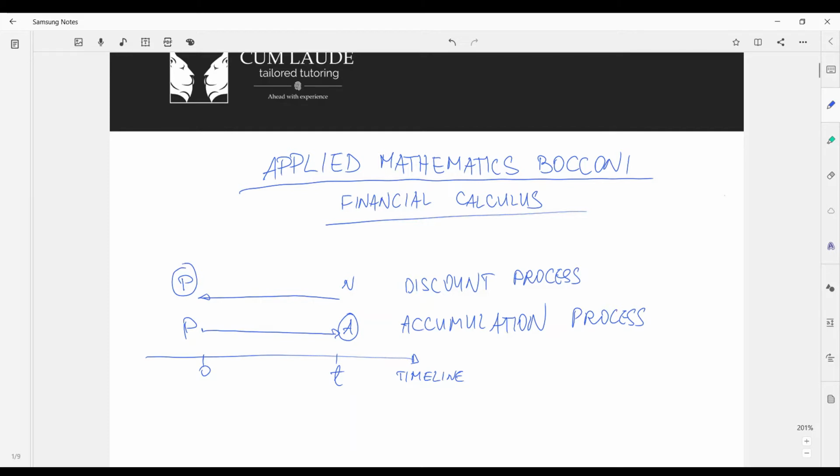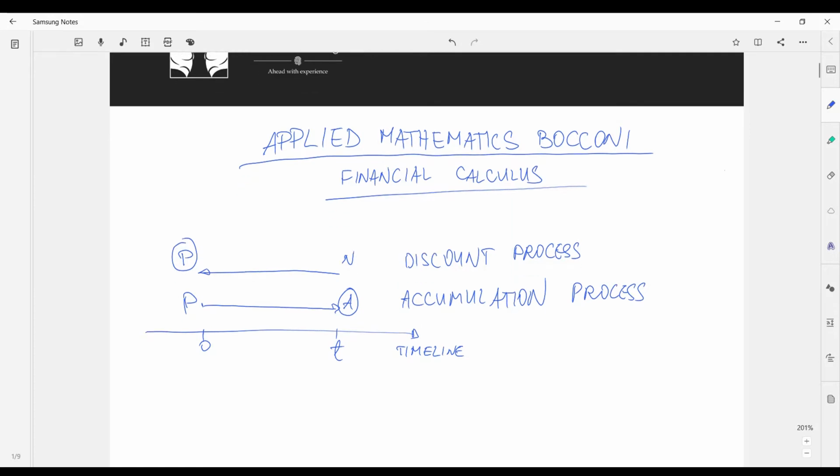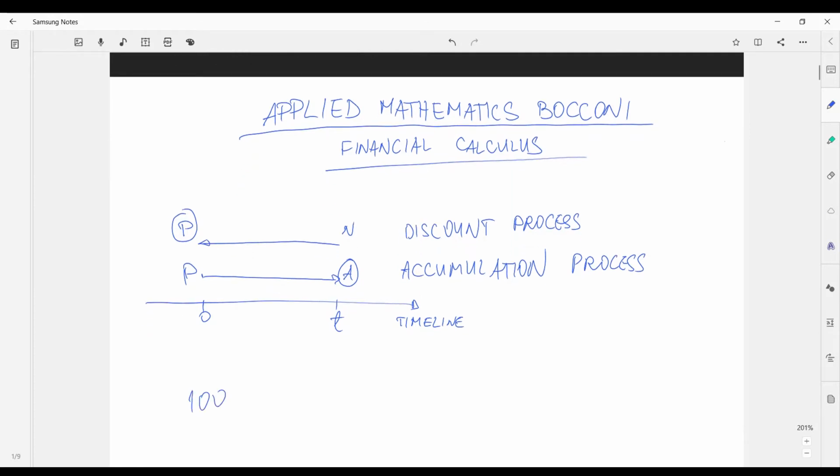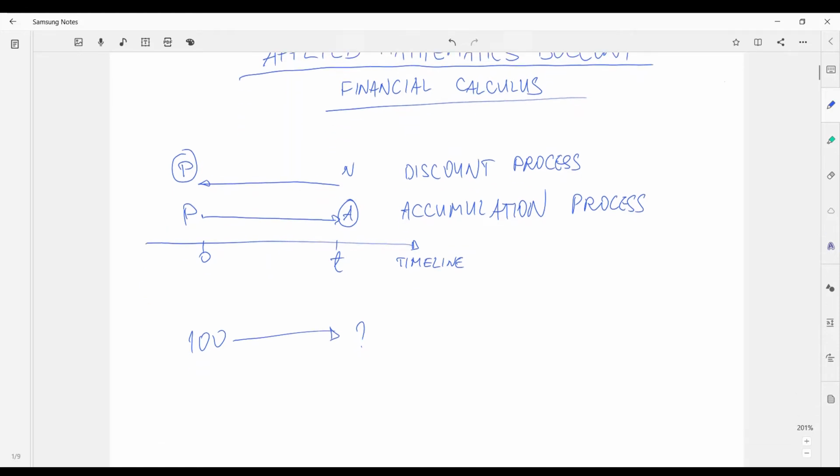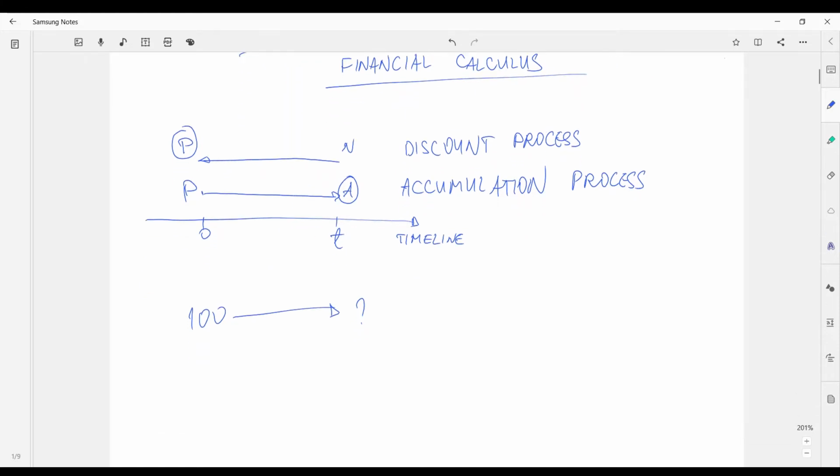A simple example of the accumulation process would be the one in which I'm putting today 100 euros and I'm asking myself, how much is this money worth in T years, in 5 years, for example? That would be an example of the accumulation process. While in case of the discount process, I know that in T years I'm getting 120 euros, and the question is, how much is that money worth today? That would be the basic difference between the two types of processes.